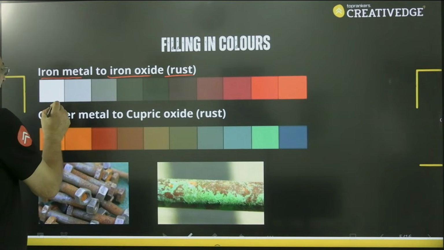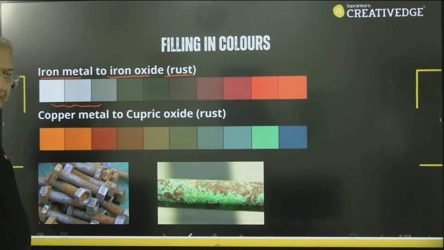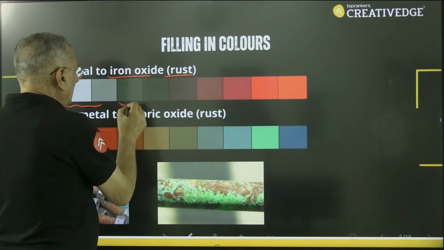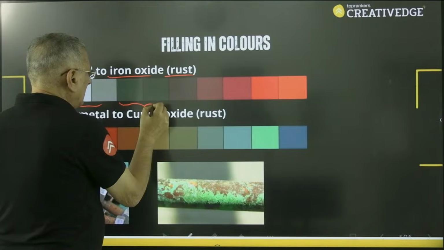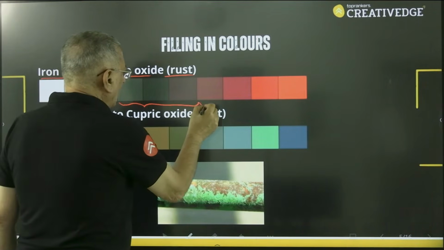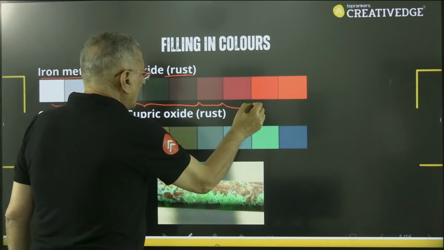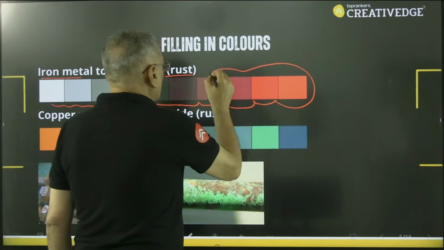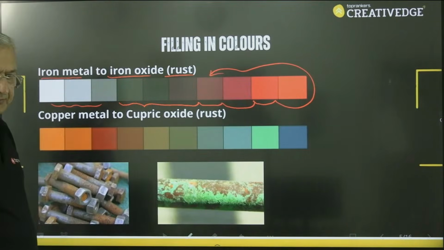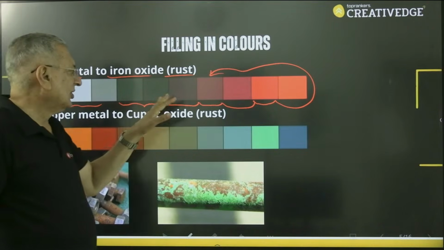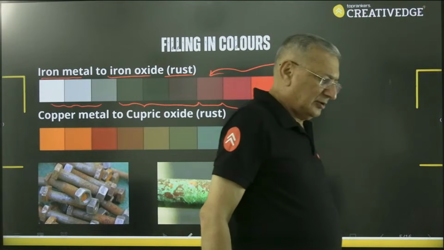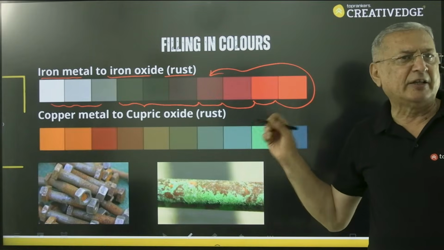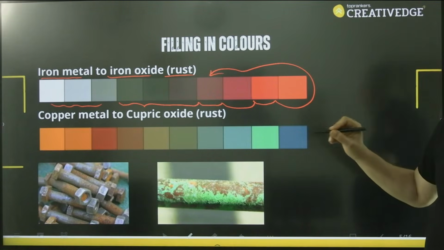So from shiny silverish gray color to slightly dark gray to brown color, orangish brown, burnt sienna, reddish brown to orangish brown again. So these are the transformations that you would fill up the grid with. Do not indulge in too many colors. Just indulge in what the colors would be.